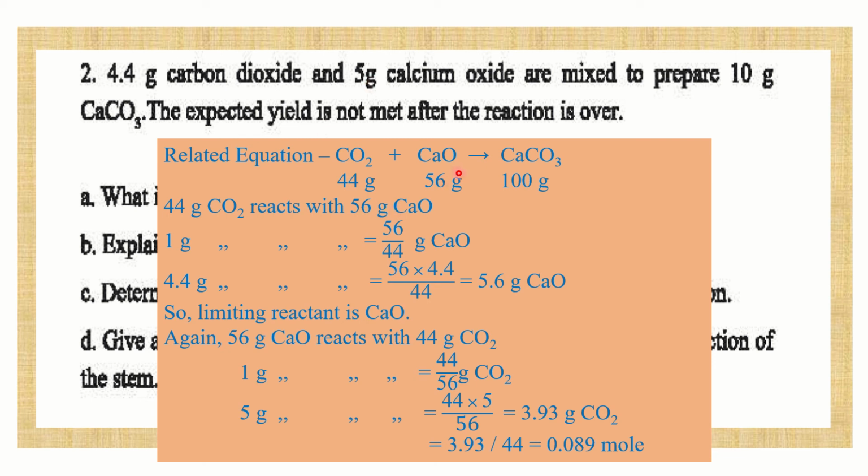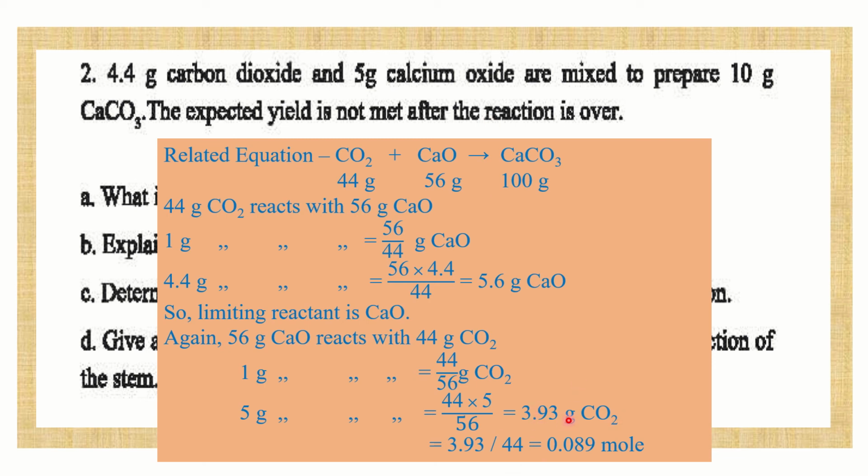Here look, we can write again: 56 gram calcium oxide reacts with 44 gram carbon dioxide. So 5 gram calcium oxide reacts with 3.93 gram carbon dioxide. Look, in your reaction chamber there are 4.4 gram carbon dioxide, but it is not fully used in this reaction, because before carbon dioxide is finished, calcium oxide is finished. So only 3.93 gram carbon dioxide can react with 5 gram calcium oxide.